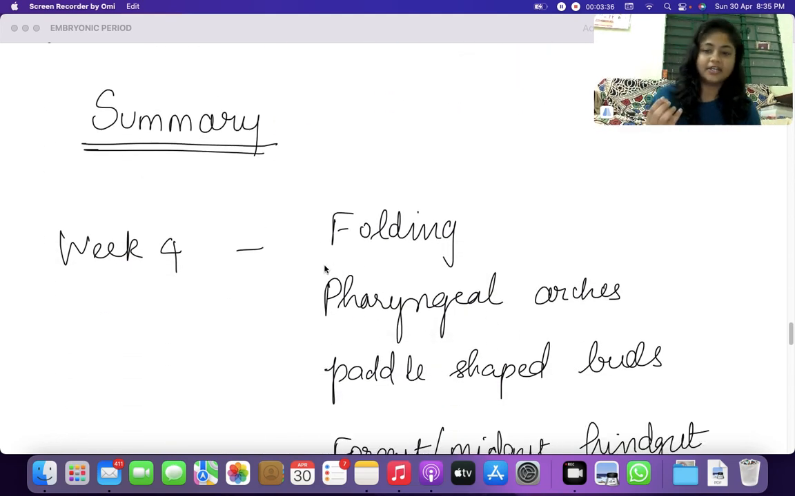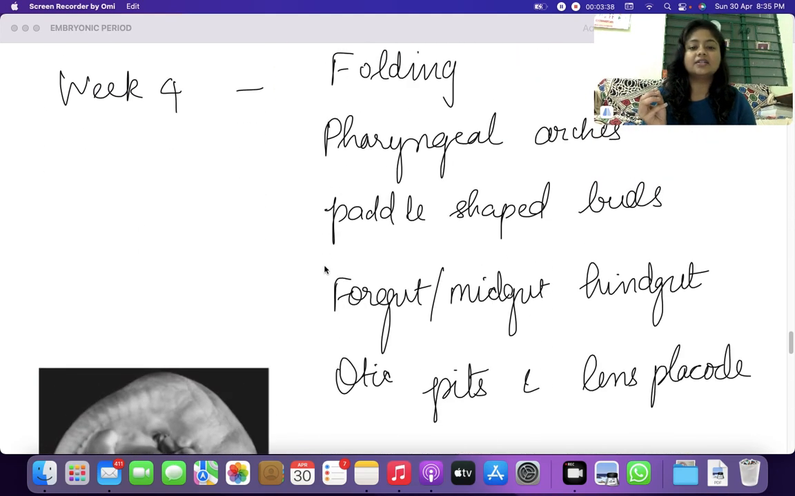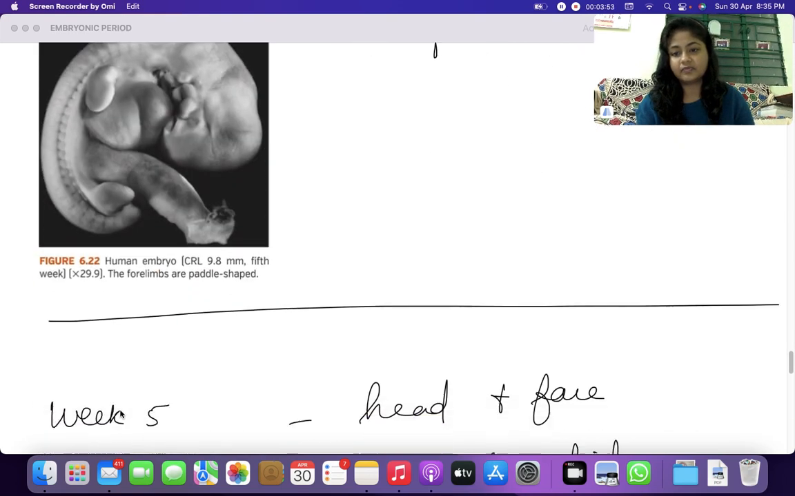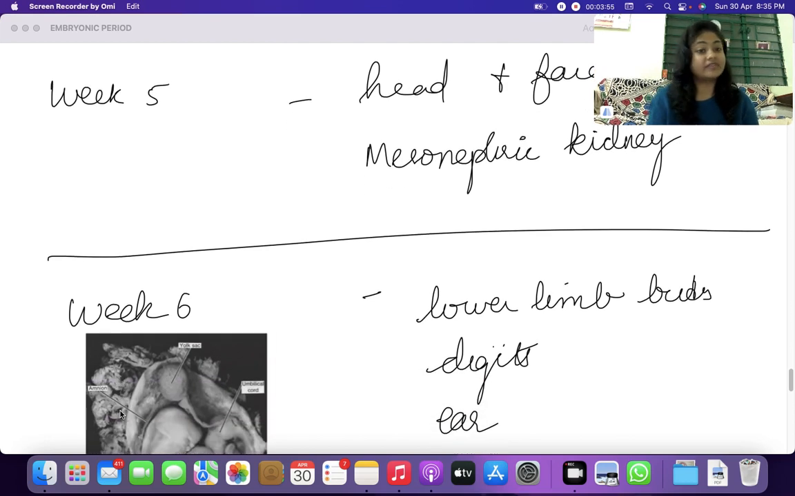So to sum up, in week 4 you can see the paddle shaped buds, pharyngeal arches, foregut, midgut, and hindgut, otic placodes, otic pits, and lens placode. So you can see the folding that is evident: head fold, tail fold, somites are seen, paddle shaped buds are seen. In week 5, mesonephric kidney is formed.